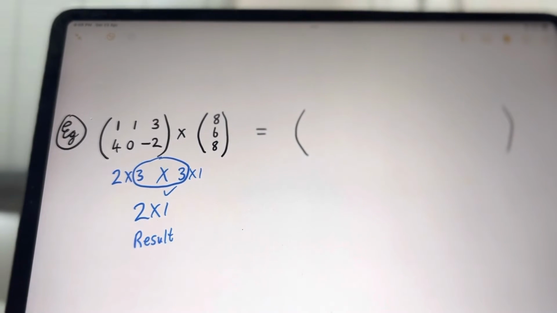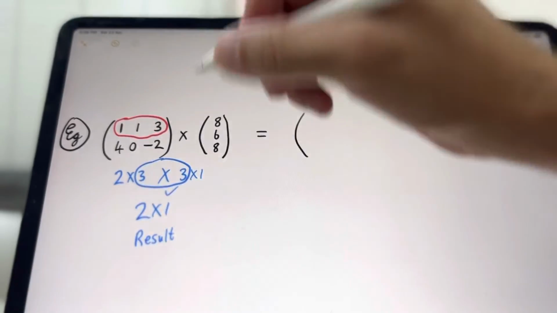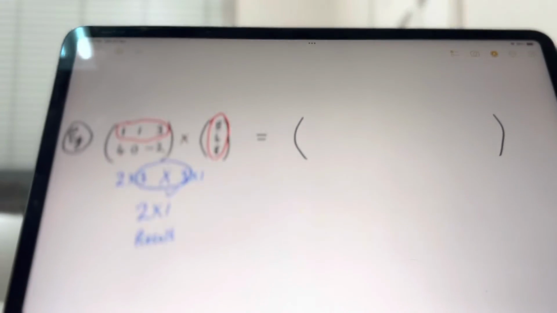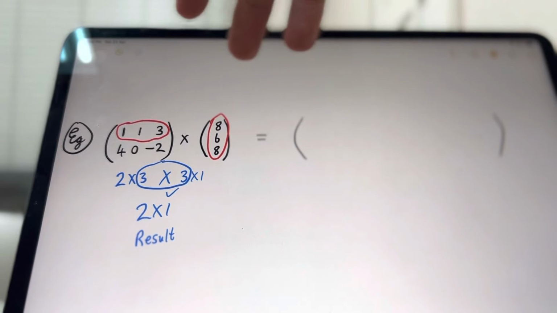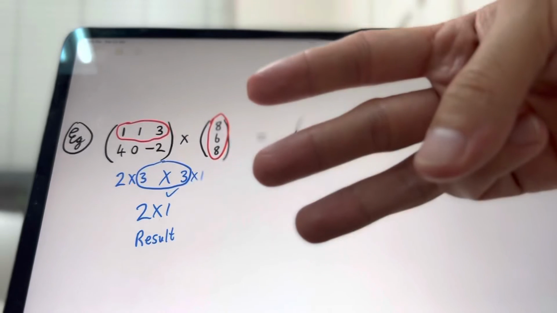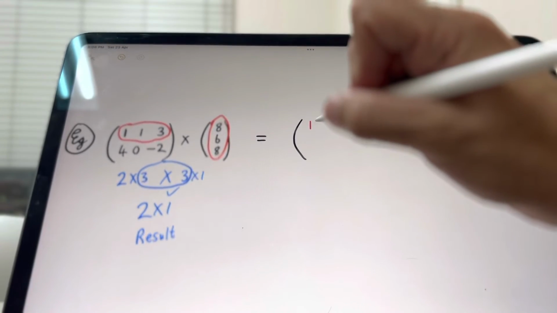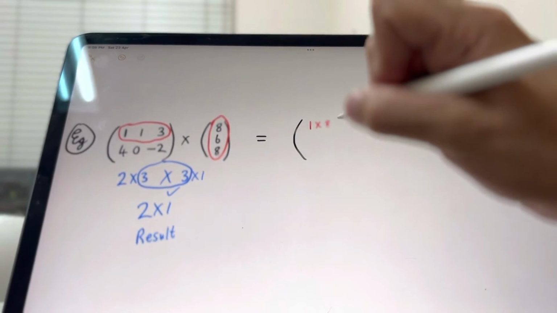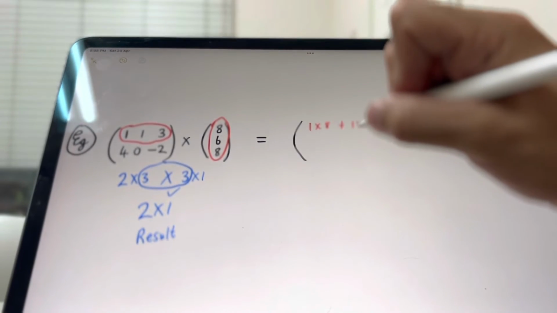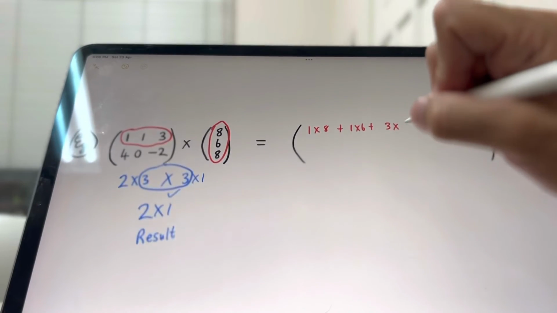Another example, we have a 2 by 3 matrix by a 3 by 1 matrix. Same thing, row by column. Right, and this one we have 3 numbers, so I just line up 3 fingers and I multiply by those 3. So for the top, we have 1 by 8 plus my middle finger, 1 by 6 plus my third finger, which is 3 times 8.